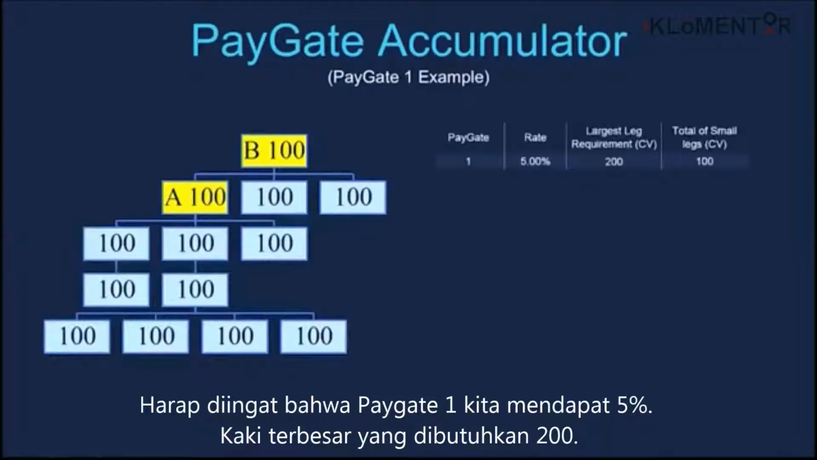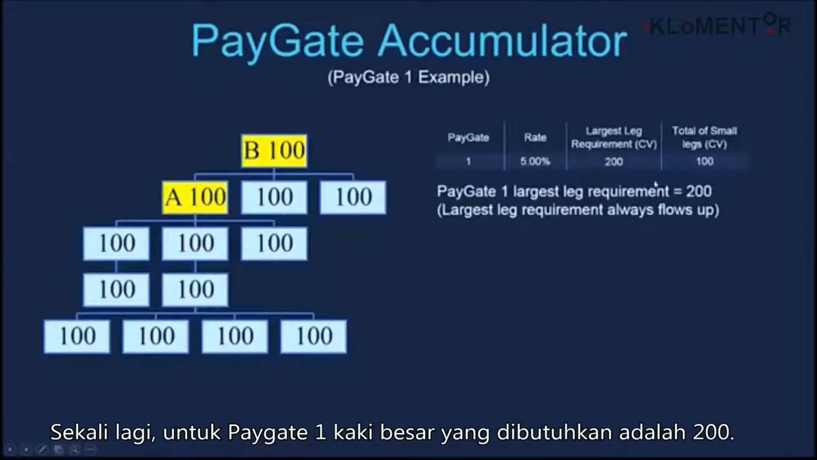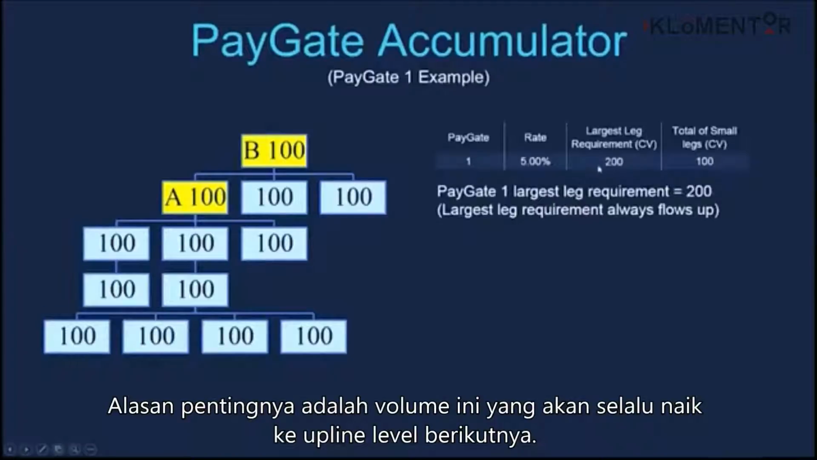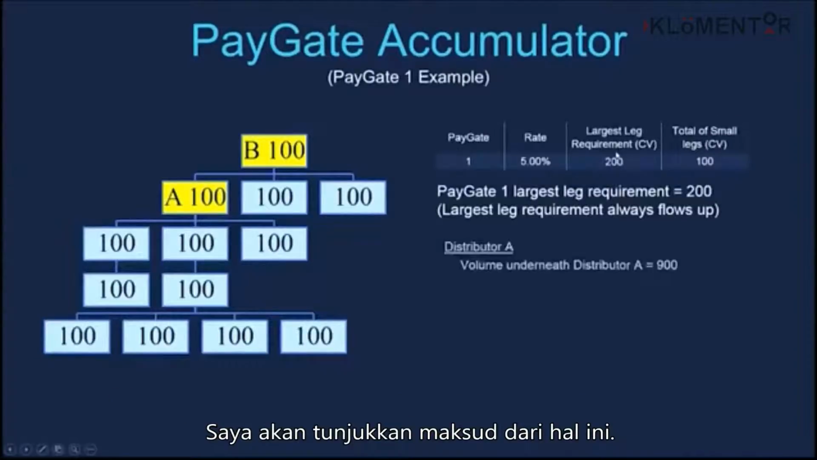Let's remember that for Paygate 1, the rate percentage which you get paid out is 5%. The largest leg requirement is 200, and the total of small legs, or the total outside the largest leg, is 100. Now again, for Paygate 1, the largest leg requirement is 200. The reason this is important is because this is the amount of volume that always flows up to the next level. And I'll show you what I mean by that.